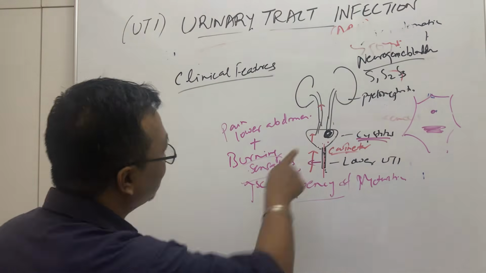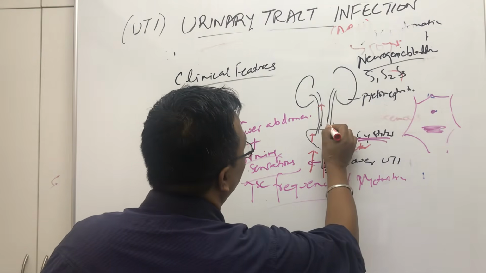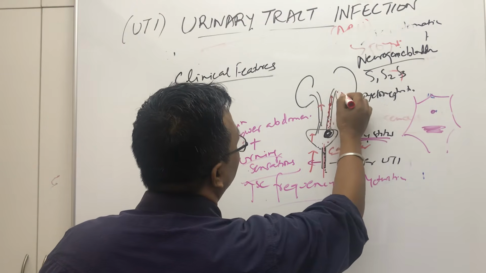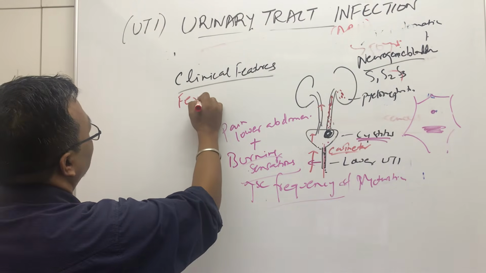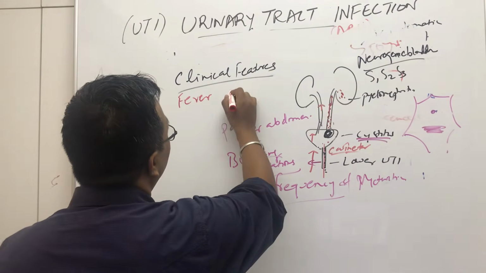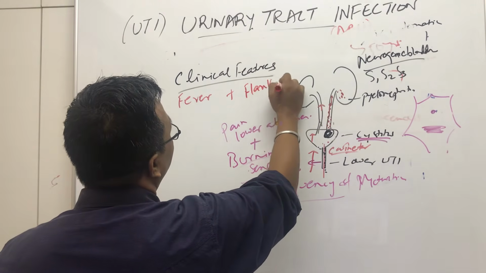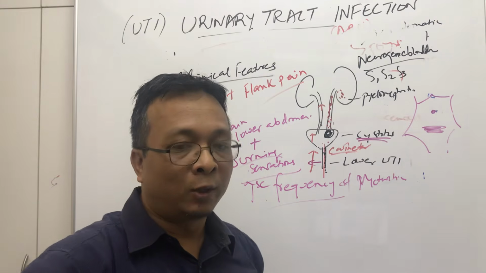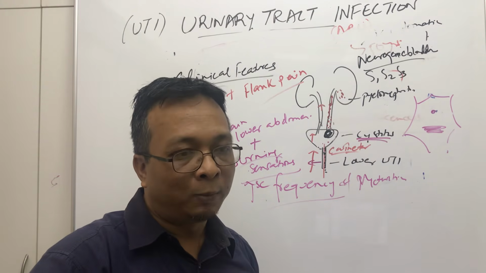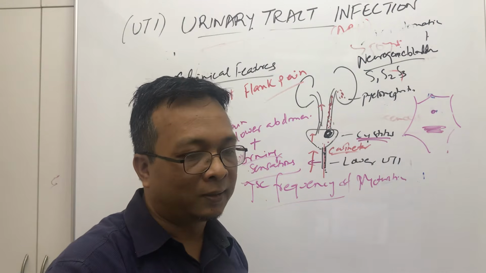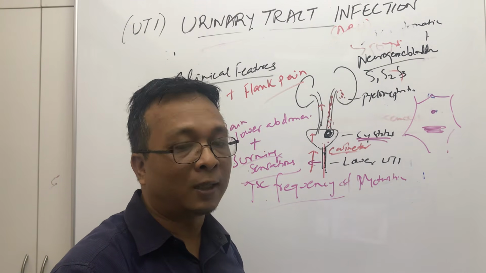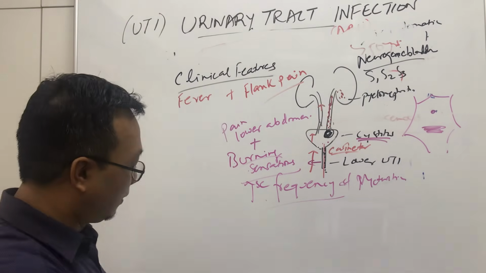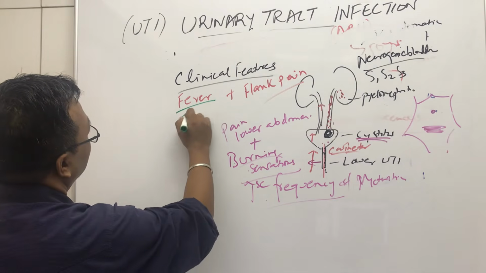Now as the infection goes up, bacteria are multiplying and going up towards the kidneys and causing pyelonephritis, then comes fever and flank pain in the sides. Fever and flank pain in the side of the abdomen, not below the umbilicus or the lower abdomen. Pain mostly over the kidney areas, over the side areas. And there is a particular kind of fever which is called picket fence fever. So what type of fever is that? It's called picket fence.